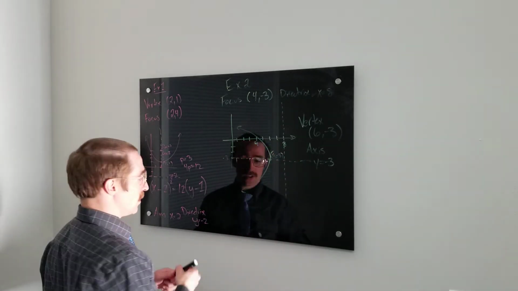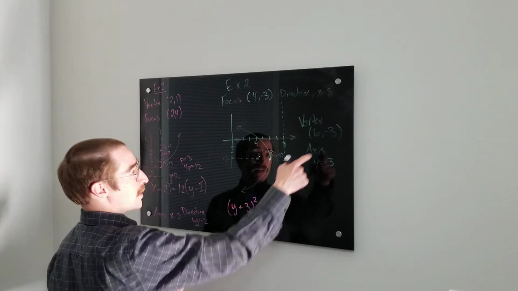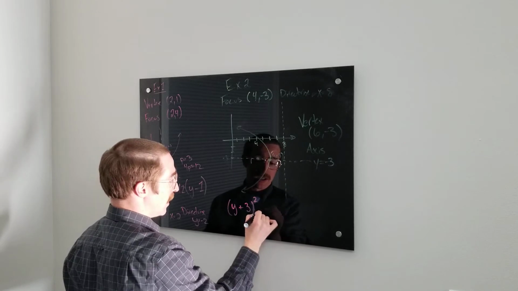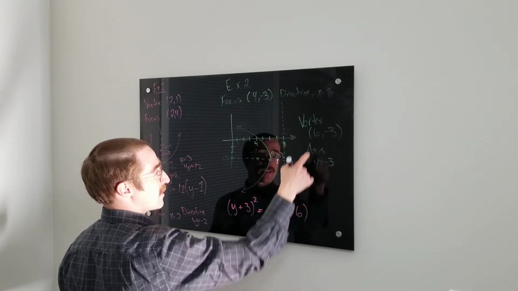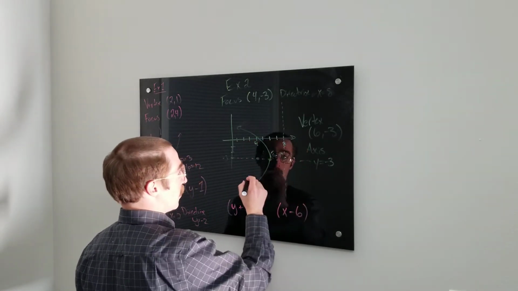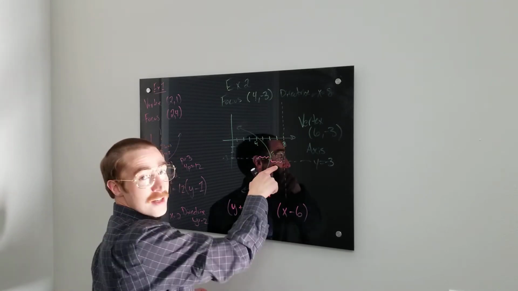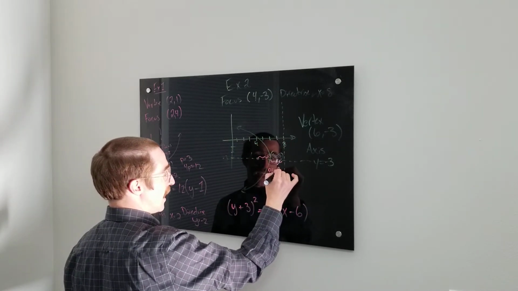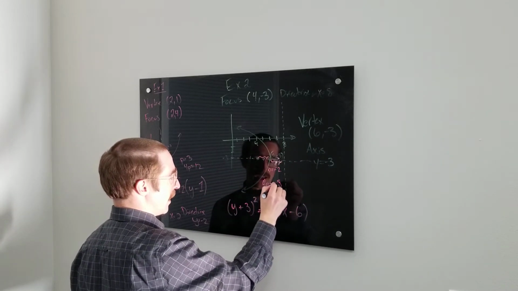To write the equation, it's going to be y plus 3 squared, because the y is a negative and y minus negative 3 is y plus 3, equals 4p times x minus 6, because 6 is the x number on the vertex. Now, 4p, well, p is the distance from the focus to the vertex or the focus to the directrix. But in this case, it's going negative, so here p equals negative 2 to have a distance of 2, but in the opposite direction. So 4p is going to be negative 8.